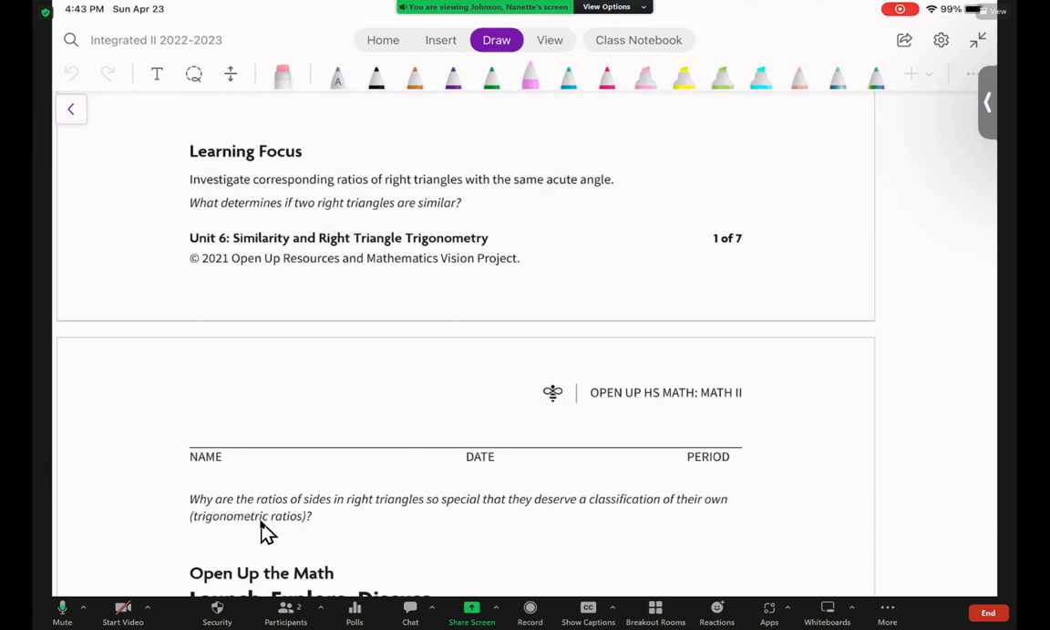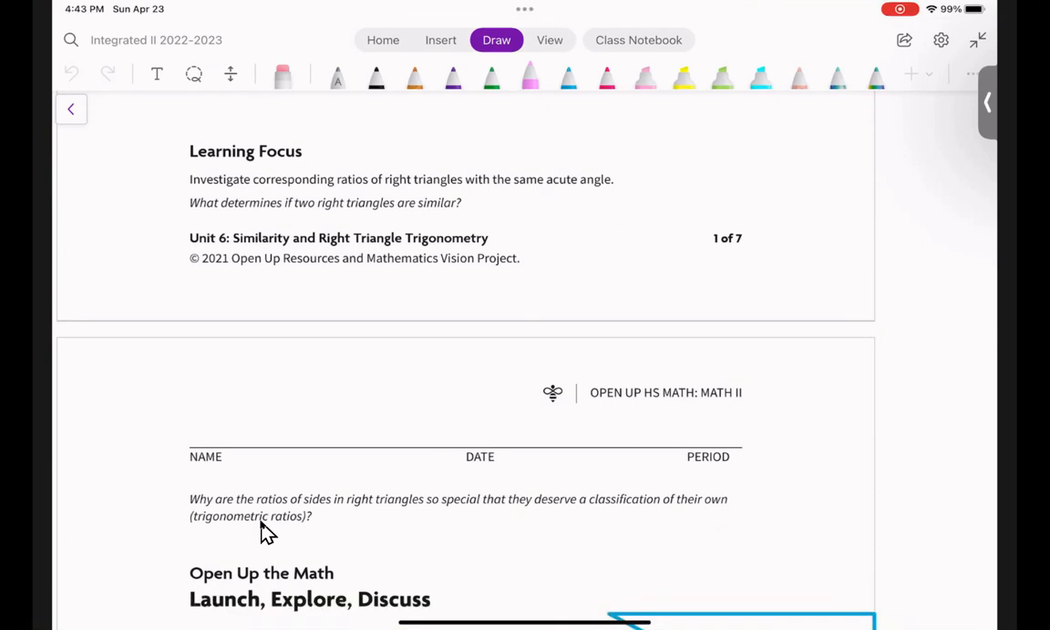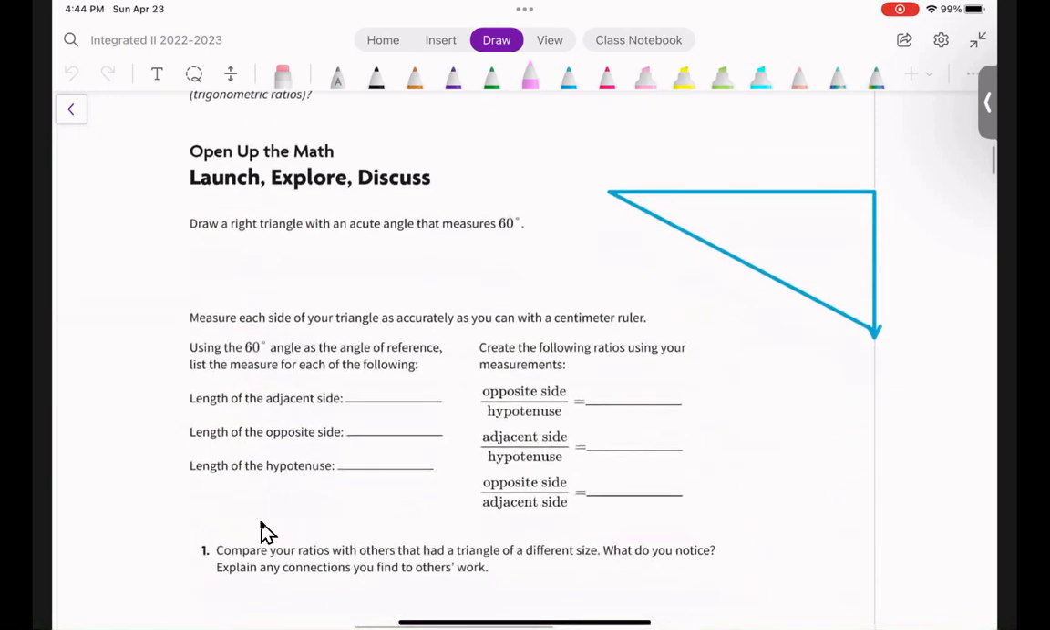So today is a really big day in terms of understanding in terms of the world of math. Okay, we're going to do what we call trig, and trig sounds really, really intimidating to people, but it's not that bad. Okay, so it says draw a right triangle with an acute angle that measures 60 degrees.